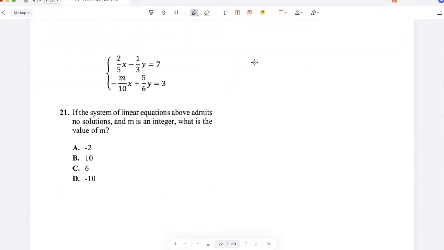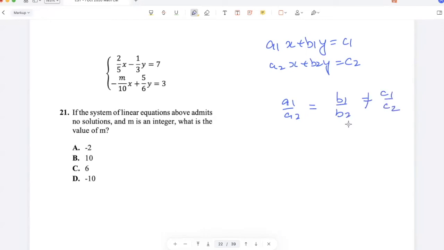If the system of linear equations above admits no solutions and m is an integer, what is the value of m? Okay, so when I have a1x plus b1y is c1 and a2x plus b2y is c2, then for no solution, a1 by a2 should be b1 by b2, and that should not be c1 by c2. So 2 by 5 divided by minus m by 10 should be equal to minus 1 by 3 divided by 5 by 6. And that should not be equal to 7 by 3.